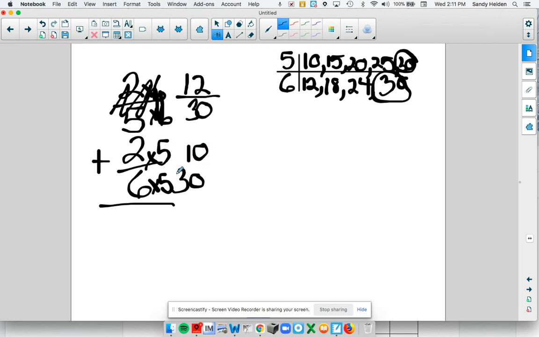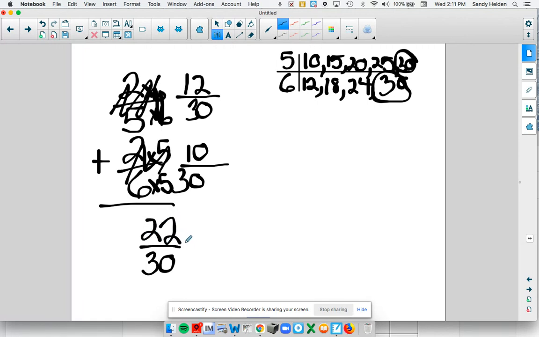So now I'm going to go back to my rules of adding. When you get the denominator the same, just write it in your answer. Add the top numerators. 10 plus 12 is 22.